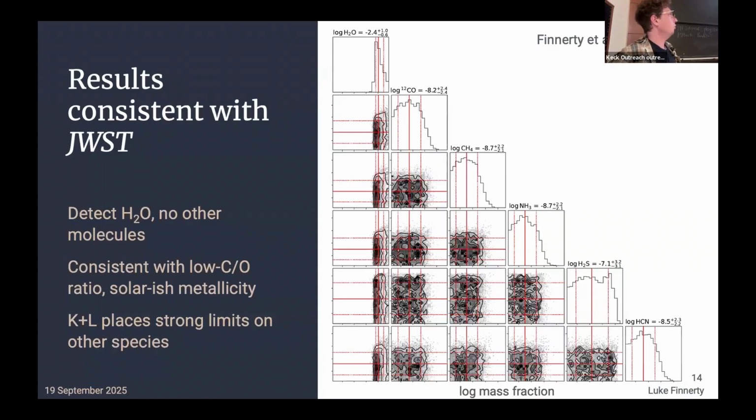These limits are also only about 1 dex worse than the limits from JWST, and this is with 1 night total of ground-based observing time rather than using a space telescope. So that's great, but it's an easy test case.